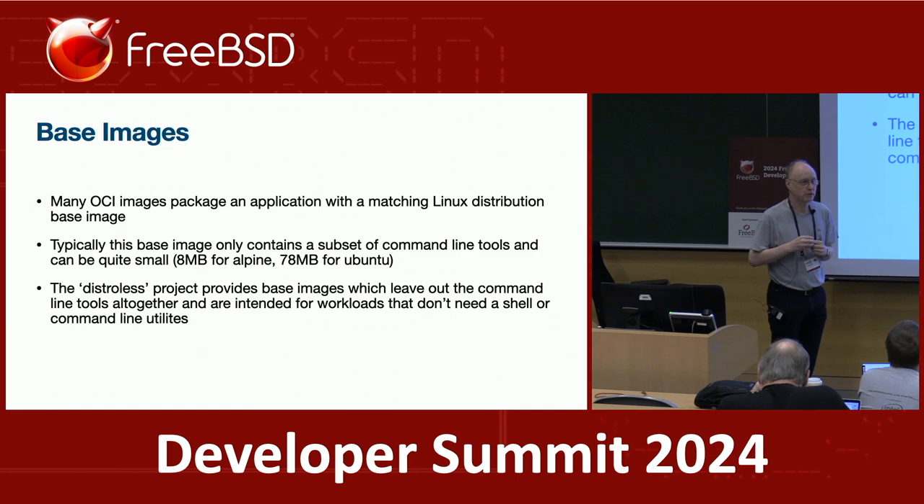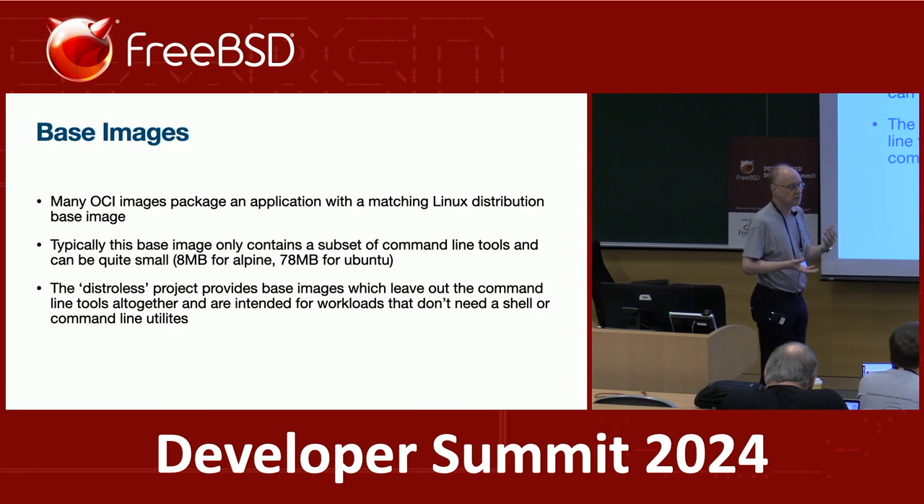When I was trying to build base images for Podman CI, I wanted an image that behaved as much as possible like the test image that they were using, that was built on Alpine. So I've just built it based on FreeBSD BusyBox, and that was about 8 megabytes.